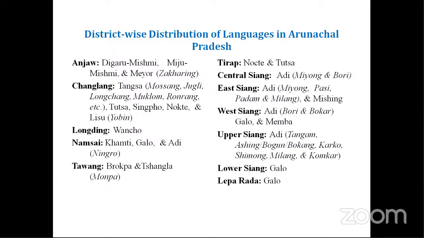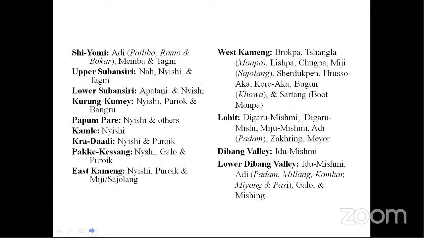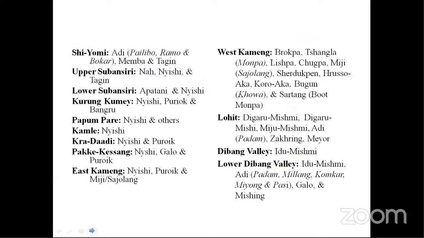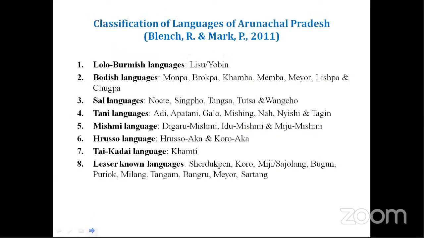For example, the first one, Dibang Valley, you will find Miju Mishmi, Meyor. By the way, Meyor and Zakhring are the same; recently they have come together. And then you can see Lower Subansiri, Lepa Rada, all Galo. These are different, so I made it easy for all of us to see. Next slide. Yes, you can see this.